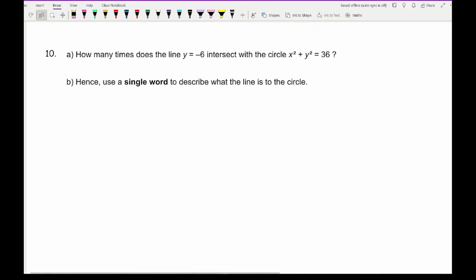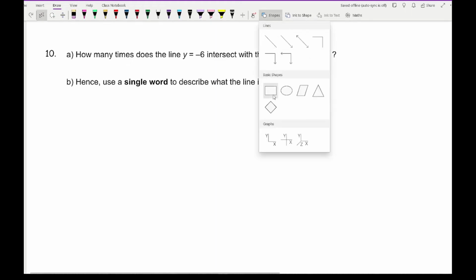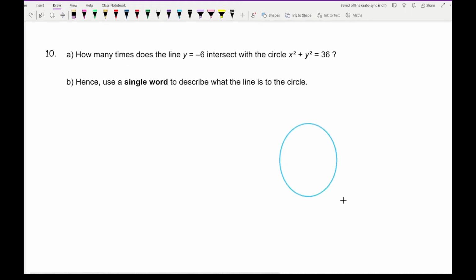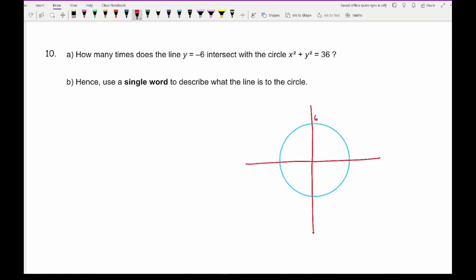Moving on to question 10, it says how many times does the line y equals minus 6 intersect with the circle of x squared plus y squared equals 6? So for this, if I imagine that I'm about to draw a circle, so here is my circle, and let's just quickly draw a set of axes through the center, like so. This is going to be 6, this is minus 6, this is 6, this is minus 6, this is the y-axis, this is the x-axis.